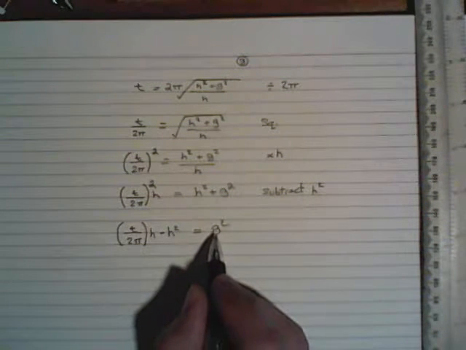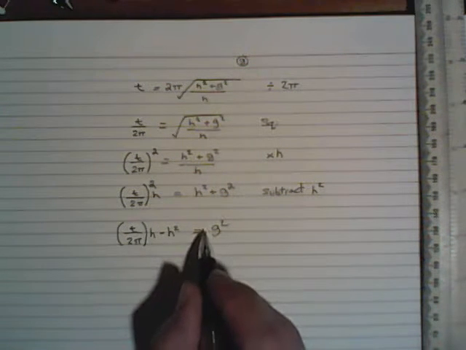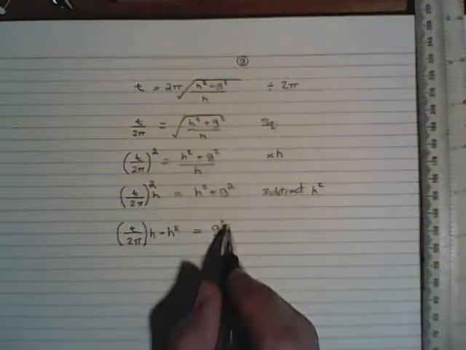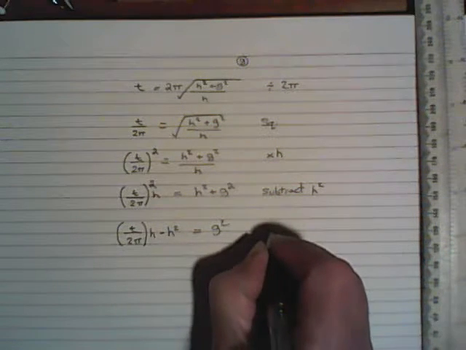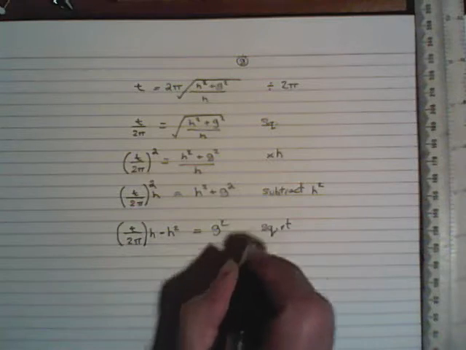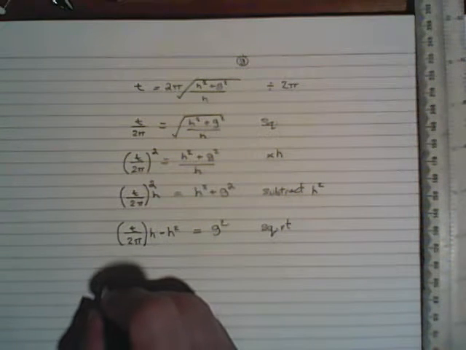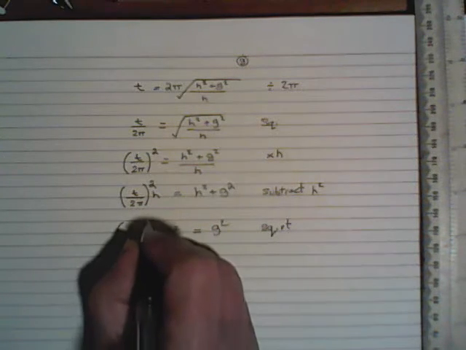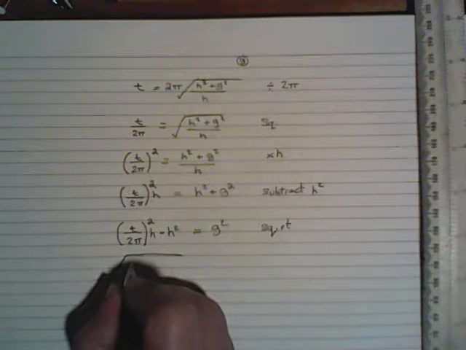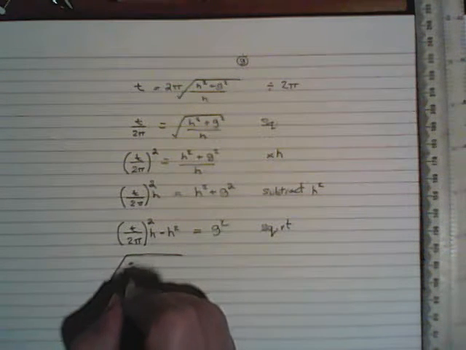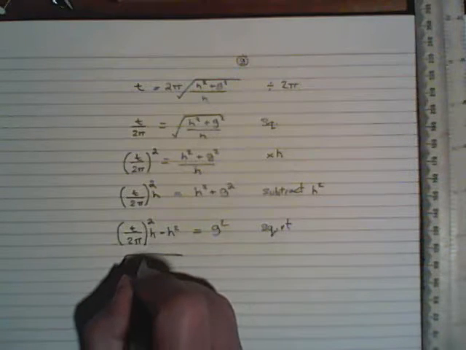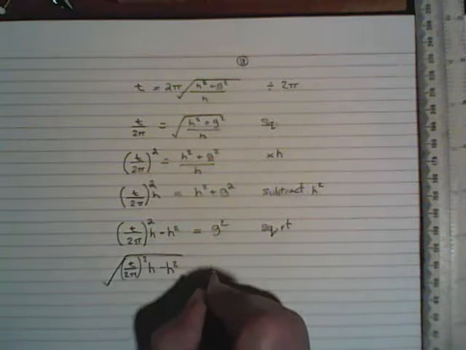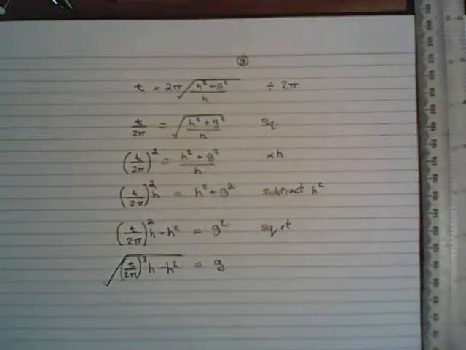Now, what can I do to a value that is squared to get the g on its own? I don't want g squared, I want g. So if I find the square root of both sides, I end up with what looks rather complex, I admit. Here's the square root sign. And, sorry, that should be squared, I beg your pardon, I missed that out. We've got t over 2 pi itself squared times h minus h squared equals g.